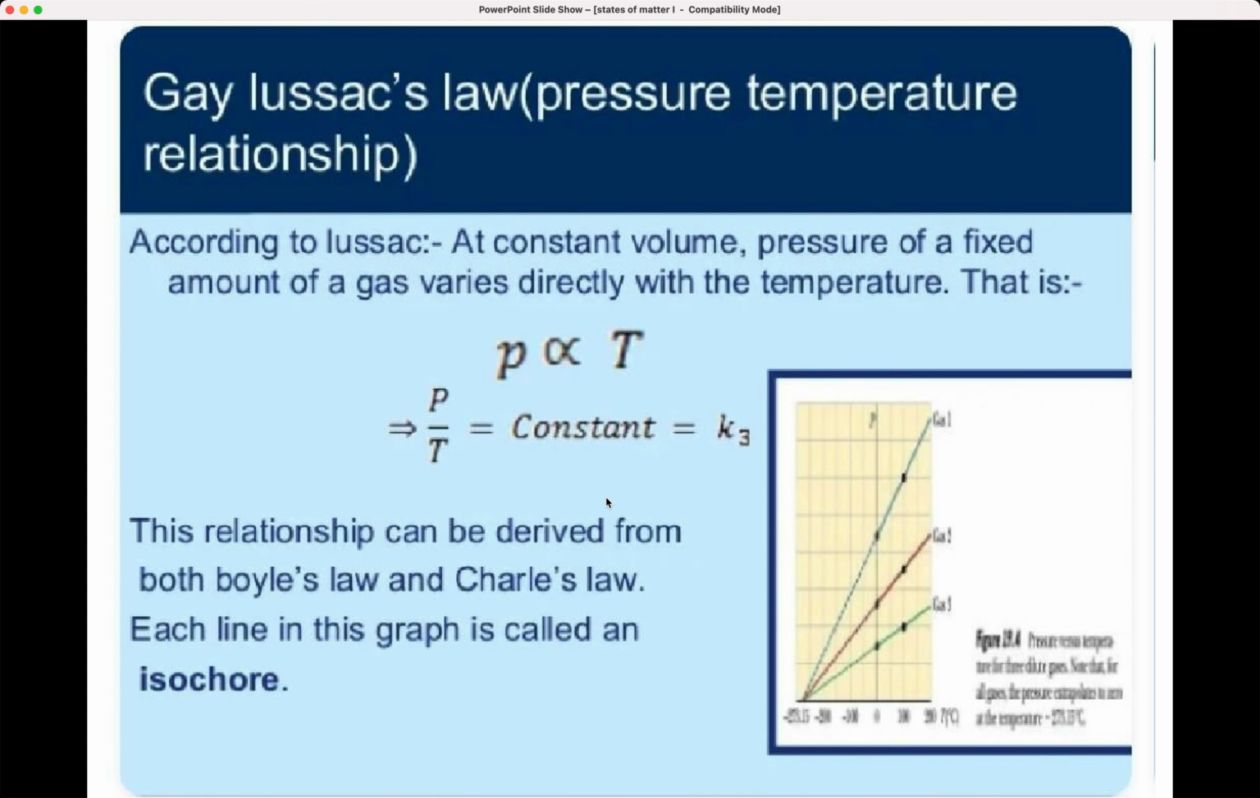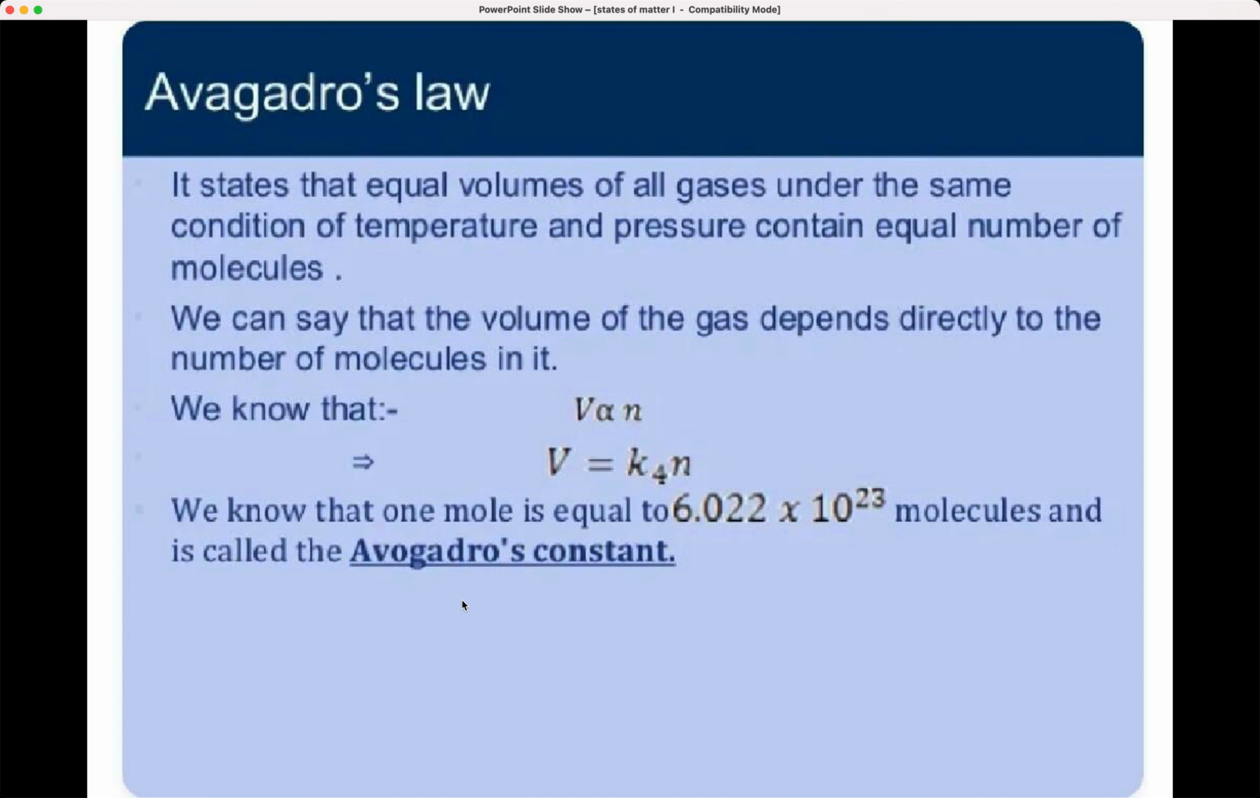Remember this point. Now, Gay-Lussac's pressure-temperature relationship. According to Gay-Lussac, at constant volume, the pressure of a fixed amount of gas is directly proportional to the absolute temperature, or P proportional to T. P by T is a constant, K3. So we can derive this relationship from both Boyle's law and Charles' law. And each line in this graph is known as an isochore. Okay, and you can refer to the diagrams in the textbook as well.